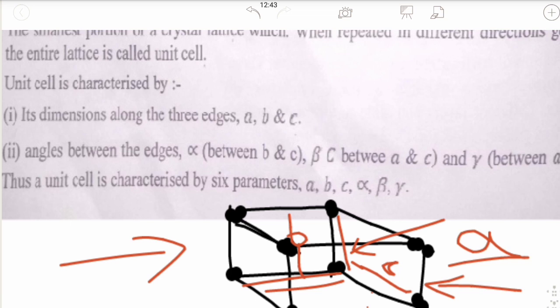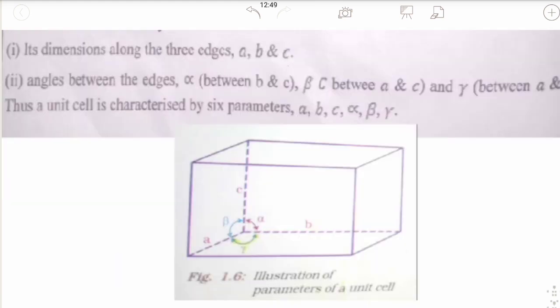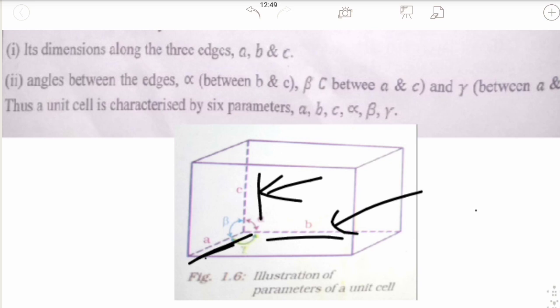A will determine the height, B will determine the length, and C will determine the width. These are the parameters A, B and C, the dimensions along the three edges. This is the structure of a unit cell.